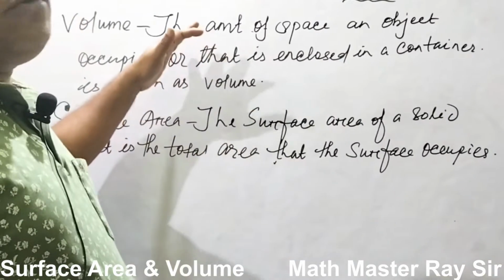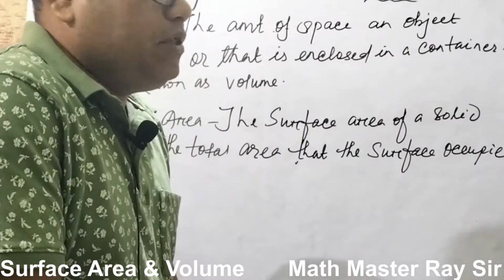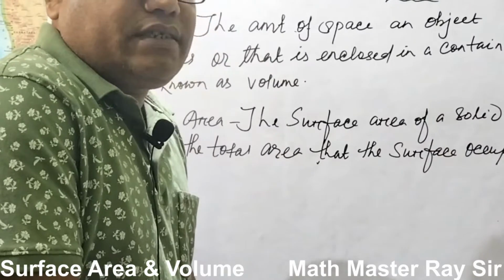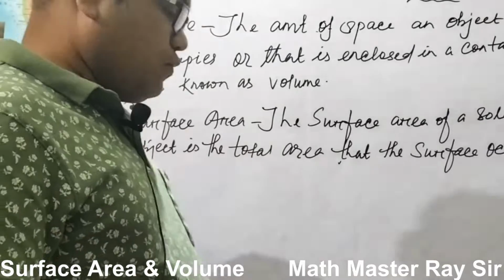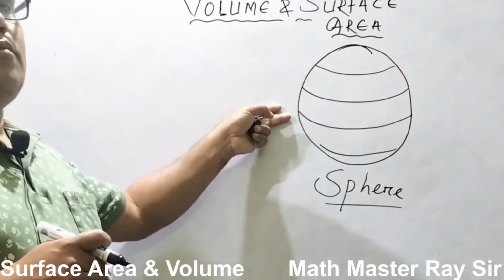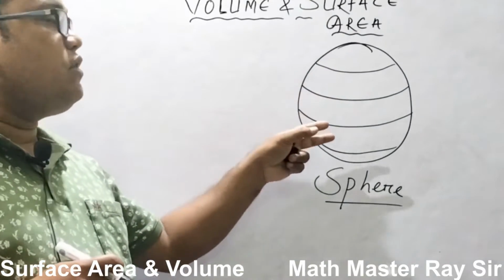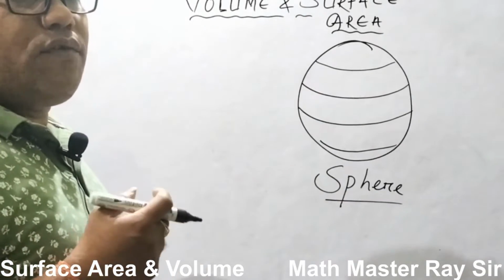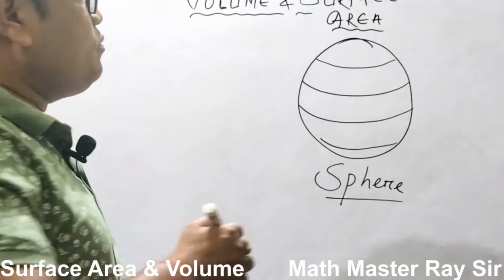Now we'll start the volume and surface area of the figures or objects. That means the sphere, cuboid, cube, cylinder, cone, like this. Okay? So we'll continue like that. Come to this object. This is a spherical object known as a sphere. Spherical objects are like your cricket ball, football, those things.